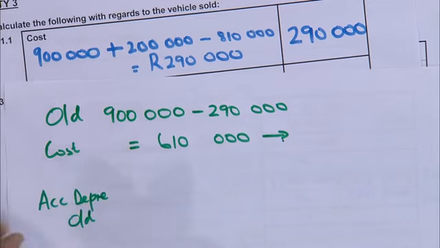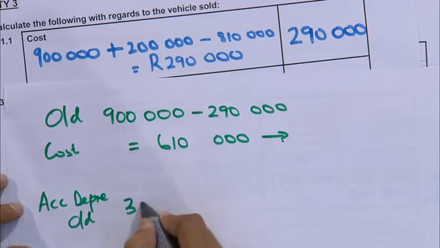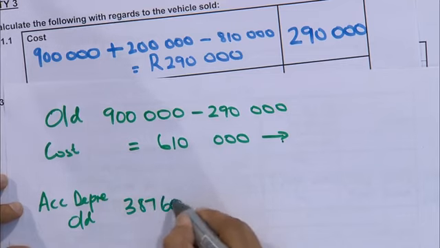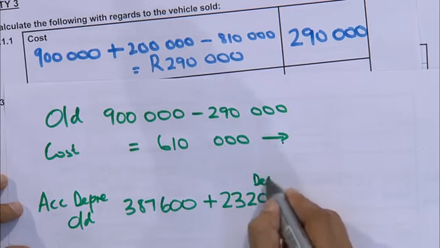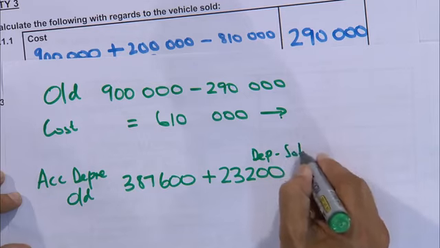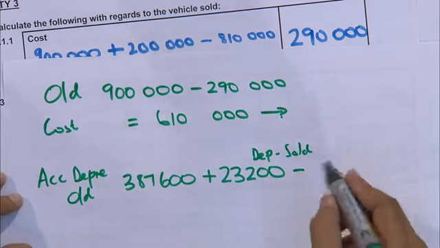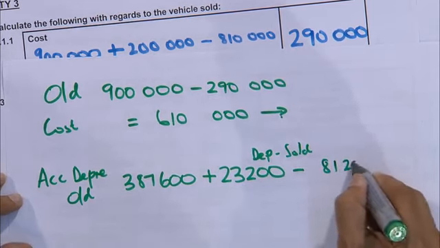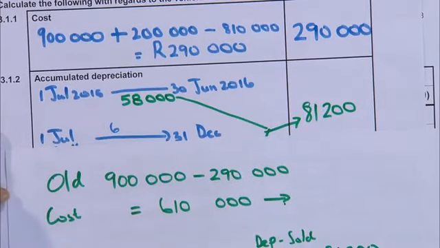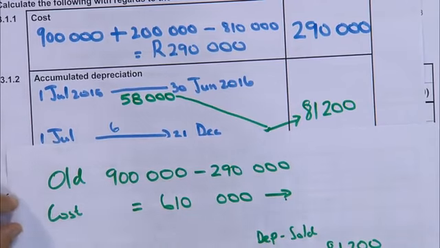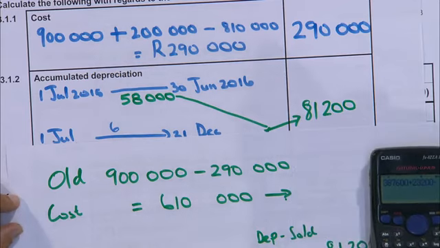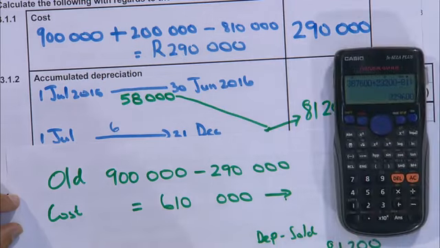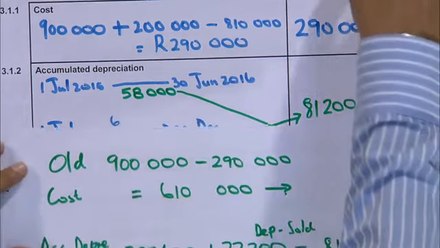Okay. So we're starting with the current accumulated, 387,600 plus 23,200. That's the depreciation on the item that was sold, minus the total accumulated of the item that was sold, which in this case was 81,200, which is that figure over there. Then we get an answer. So we're going to go 387,600 plus 23,200 minus 81,200. It gives me 329,600.